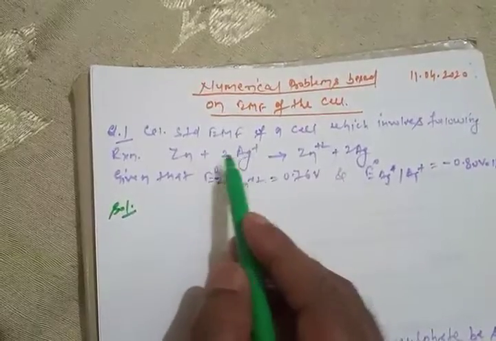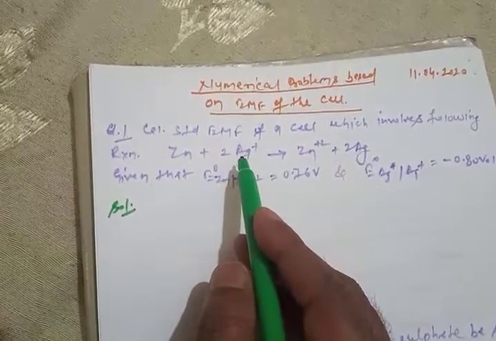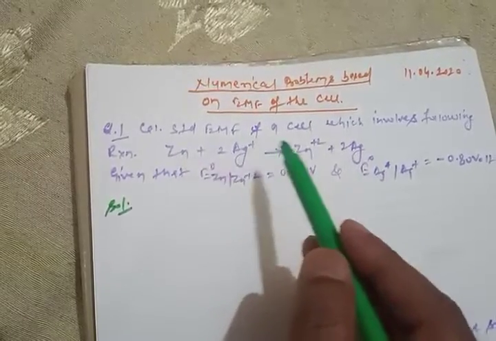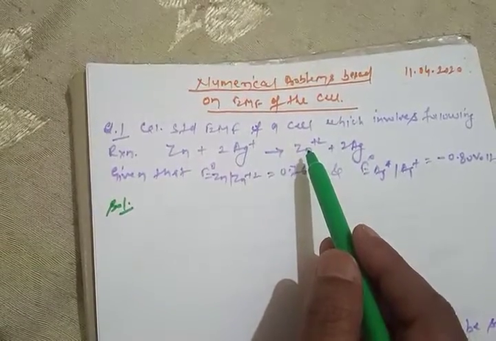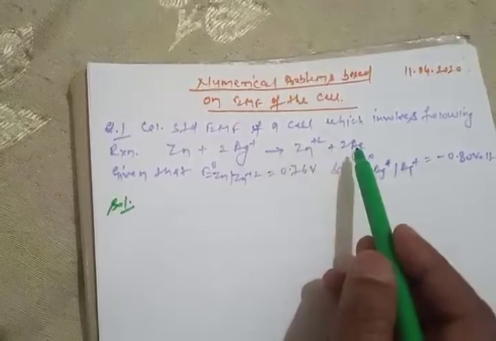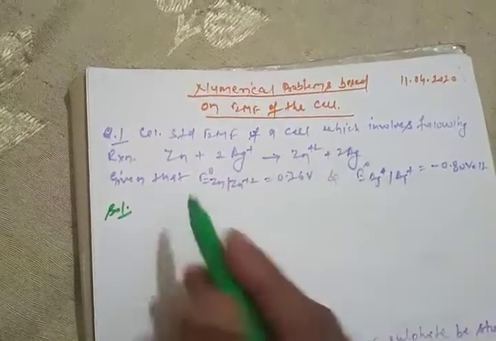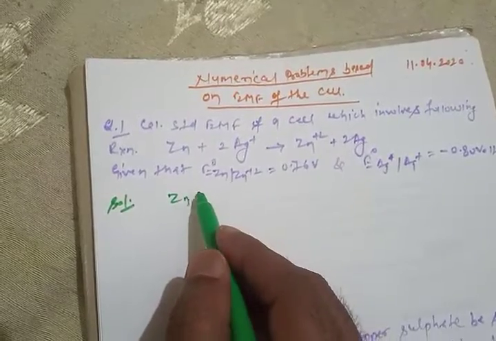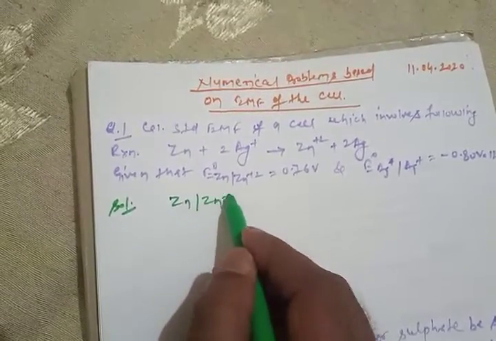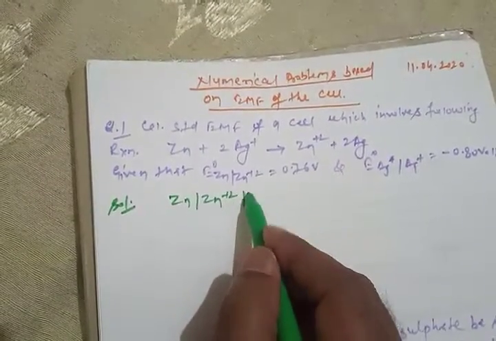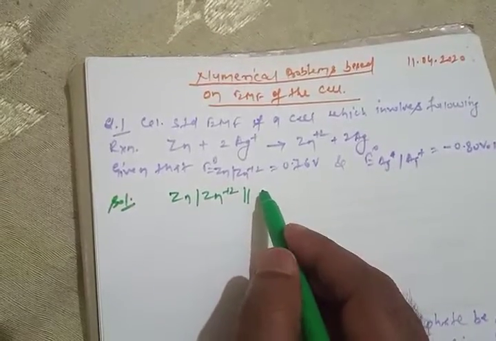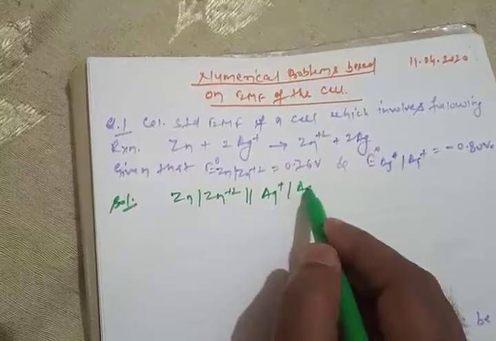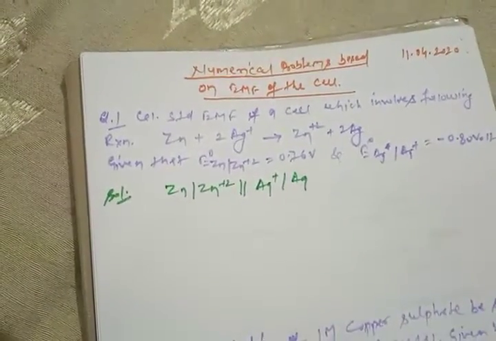The cell reaction given to you shows that Zn is converting into Zn plus 2. That means the oxidation of Zn and reduction of silver takes place. Okay, so the cell will be represented like this. At left hand oxidation occurs, so Zn and Zn plus 2. Then the salt bridge, and at the right hand the reduction takes place, so Ag plus and Ag.